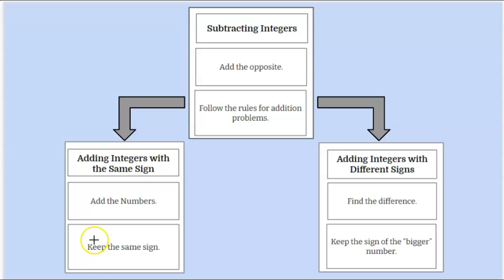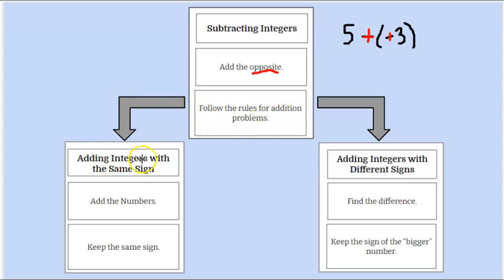So if I were to say add the opposite, what I'm talking about is if I had something like 5 minus a negative 3. If I'm adding the opposite, what I'm doing right then is I am changing the problem to an addition problem. So I'm turning this to an adding problem. Now it's adding, but it says add the opposite. So that means I need to look at what the opposite of negative 3 is, which hopefully you remember is positive 3. And so now I have a new problem and it says follow the rules for addition problems.